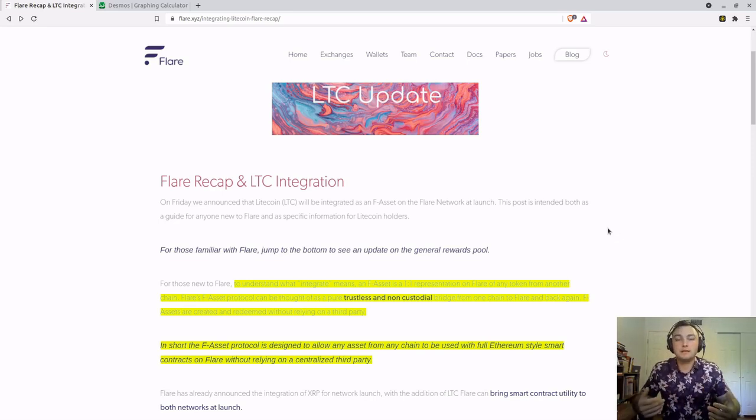So what does this mean? This means that we can take tokens that don't have smart contract capabilities, such as Doge or XRP or Litecoin, and use them in a trustless way, meaning there's no third party that we have to rely on. This means we don't have to trust anybody that they have a one-to-one backing of the token. The F asset system completely negates the need to trust some third party.